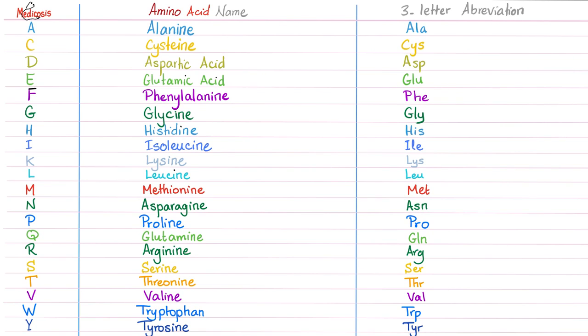Do you remember the coagulation factors? Yeah, each one had a name and a number. Okay, amino acids, each one has a name, a 1-letter abbreviation, and a 3-letter abbreviation. You need to memorize all of this.